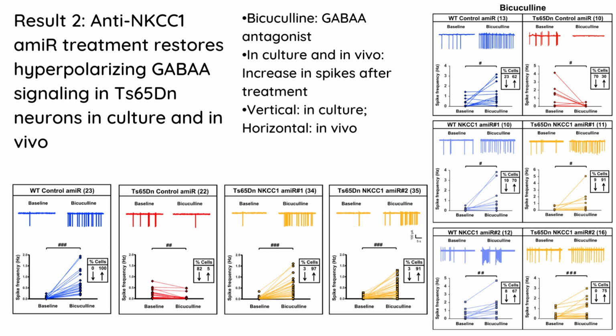So we can see that in wild type during both in culture and in vivo, they show high level of spiking after using the bicuculline. However, in diseased neurons, it actually shows a decrease in spiking, which is abnormal. However, after the anti-NKCC1 treatment, the diseased neuron also show an increased level of spiking for both in culture and in vivo.